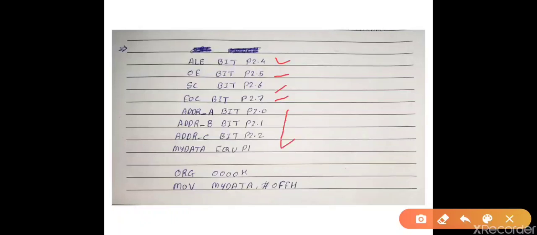Now we equate port 1 to my data, meaning that whenever we use port 1 in the following program, we will name it my data. Again we'll start from 0H, the 0 program memory location, and first we'll move FFH to my data, that is port P1, meaning that moving FFH to P1 will make port P1 an input port.